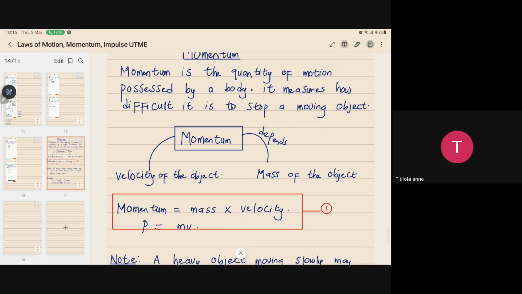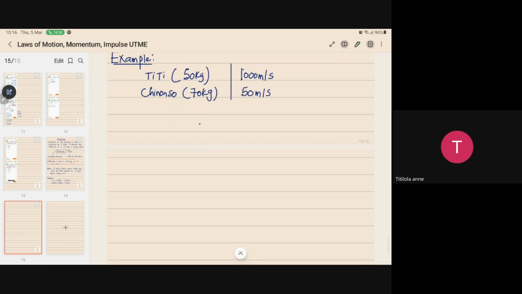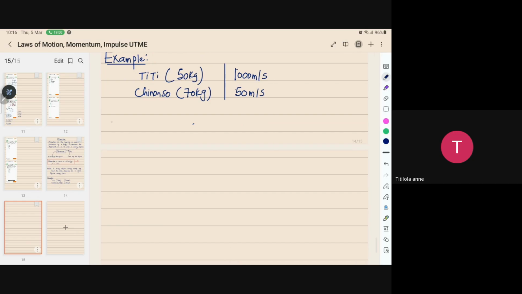Now, for the momentum, what would the momentum look like? So for Titi at this point, we're going to do mass times velocity. So her momentum, let's use our P, will be equal to what? 50 times 1,000. So that momentum for Titi is equal to 50,000. Are we there?